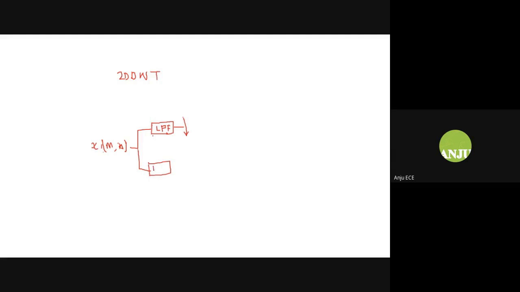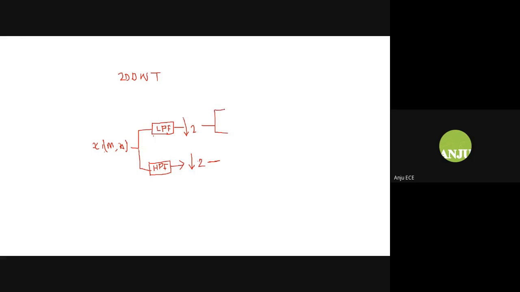Okay, so what is happening here is I'll pass it through a low pass filter as well as a high pass filter, and then I'll perform the decimation with a factor of 2. What we get at this end is the low frequency components of the original image here, and the high frequency components here. This is completely called the row processing. And after this row processing, I'll pass it through the column processing.